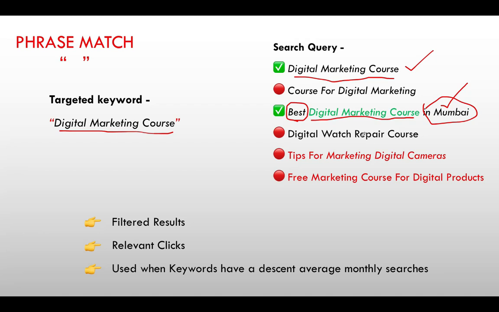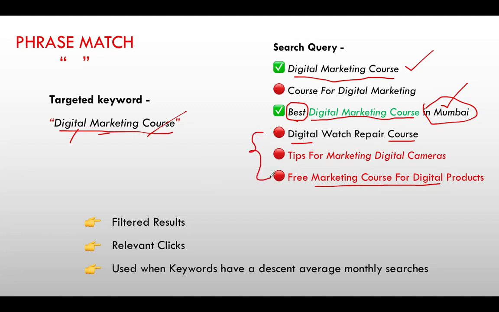Now if someone searches for digital watch repair course, so digital and course is there, and can you see the phrase is missing, digital marketing course, the phrase is missing, so your ad won't get triggered. Tips for marketing digital cameras, again the phrase is missing, the ad won't get triggered. Free marketing courses for digital products, now the words are present, marketing course and digital, but they are not in the same sequence, so your ad won't get triggered. So the ad won't get triggered for these three search queries, right?